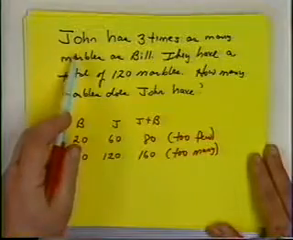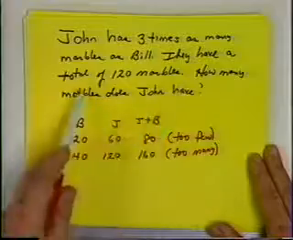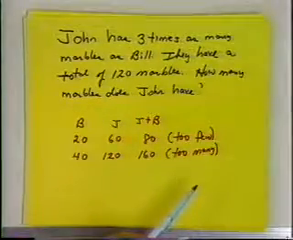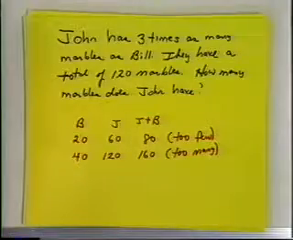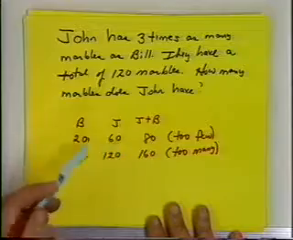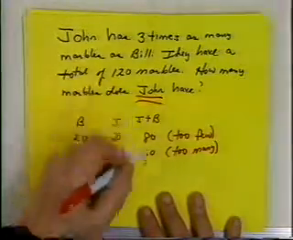Here's another example. John has 3 times as many marbles as Bill. They have a total of 120 marbles. How many marbles does John have? Just take any guess you want. I'll start with Bill's amount. Why? Because John has 3 times as much. I'd rather multiply by 3 than divide by 3, but I do have to have reading comprehension.